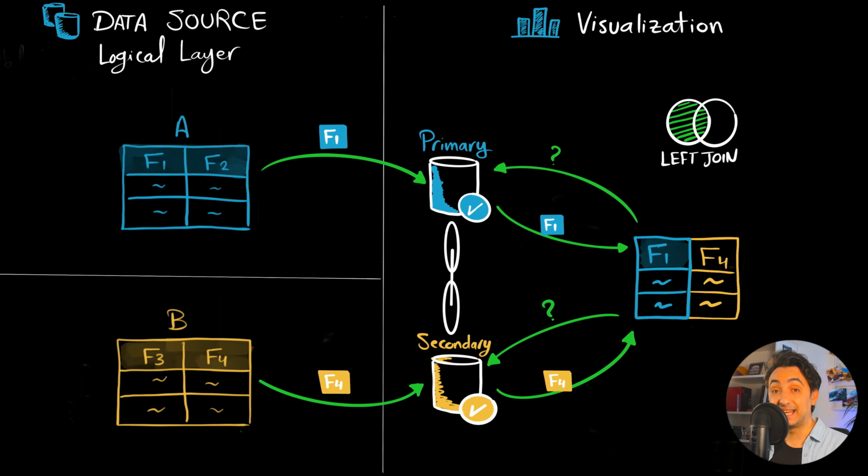So now to summarize, data blending is the method of combining data at the visualization level from two different data sources using a left join. And this is a very unique feature in Tableau. You don't find it in any other BI tool like Microsoft Power BI. You cannot, for example, combine data from two different published datasets there.